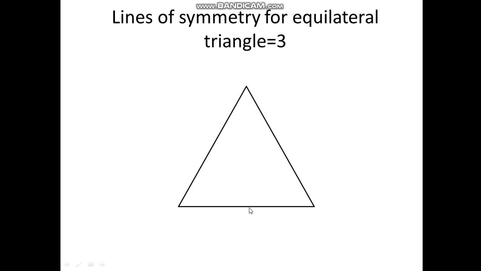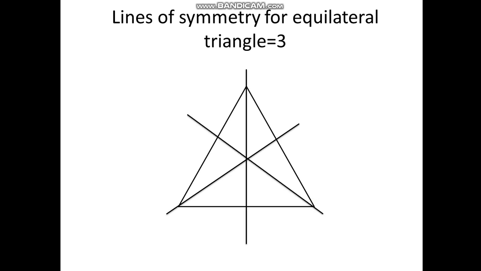How to draw lines of symmetry for this? Take the vertex, then the middle of the opposite side, draw one line, and this line makes the given shape into 2 equal parts. Similarly, we can draw from here also, vertex to middle of the opposite side, and it divides the given shape into 2 equal parts, then from here also. This way we can draw 3 lines, and those 3 lines divide the given equilateral triangle into equal parts. So we call these lines of symmetry. That is, lines of symmetry for an equilateral triangle is 3.